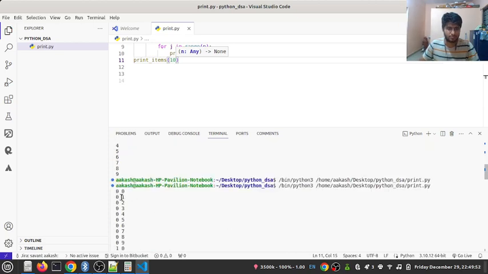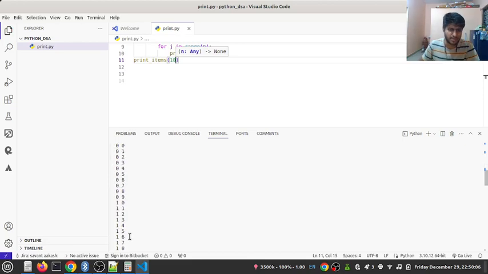0 0, 0 1, 0 2, 0 3, 0 4. So how much is it taking? 0 into 0 is 0, 0 into 1 is 0, 0 into 2 is 0, everything is 0, right? Now when it comes to 1 into 0 is 0, 1 into 1 is 1, 1 into 2 is 2, okay? So what is happening, if you observe it, n into n means nothing but n square, right?